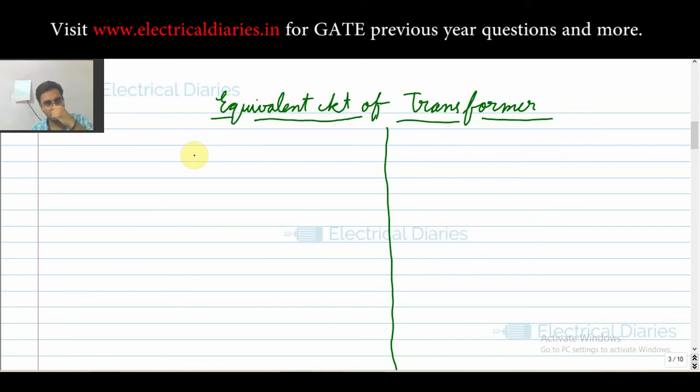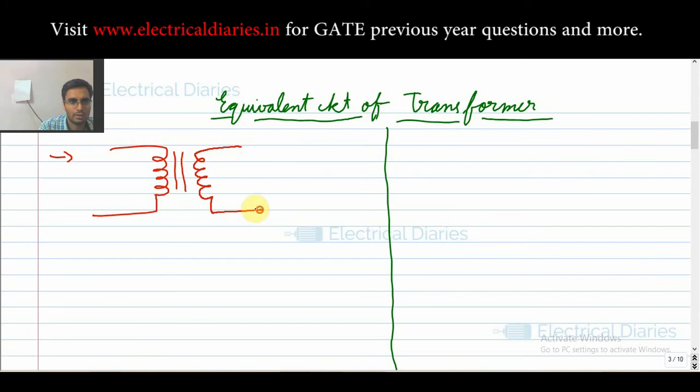Okay, so now one thing you should remember is, you know the ideal transformer is this simple. And what are the characteristics of the ideal transformer? No losses, no leakage flux, and infinite permeability.